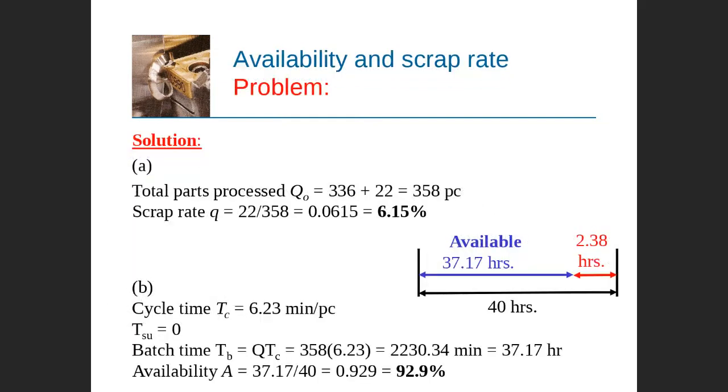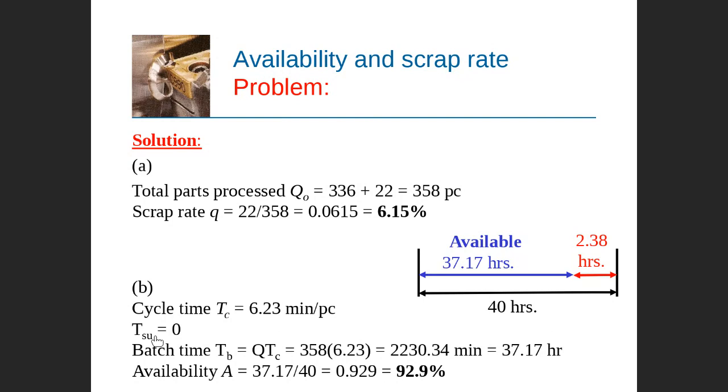Let me just show you. This is the availability, this is the unavailability. 40 hours is the total time, right? Cycle time is 6.23; this is the cycle time for one piece. Setup time here is 0. Why 0? Because this is a continuous production system, so they consider it 0.